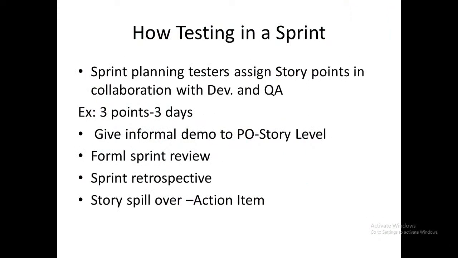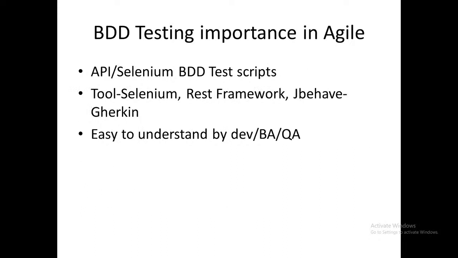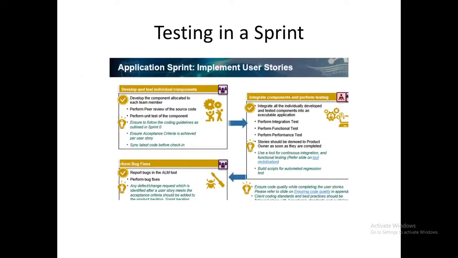So sprint planning: testers assign story points in collaboration with the developer and QA. They give an informal demo to the product owner. Then the formal sprint review and sprint retrospective. So tester involvement is there in every ceremony and every activity of the sprint. Okay, so here one thing you need to understand.